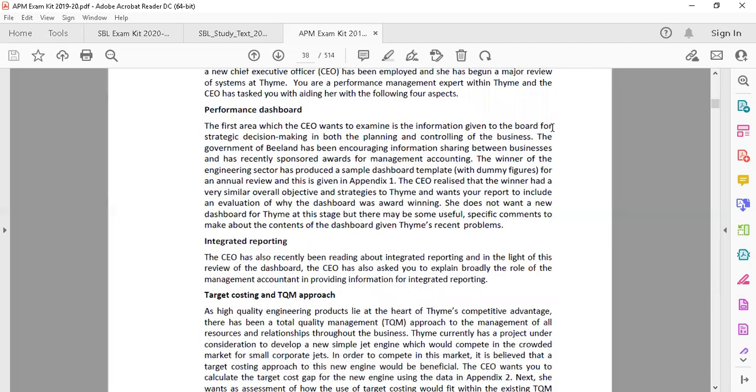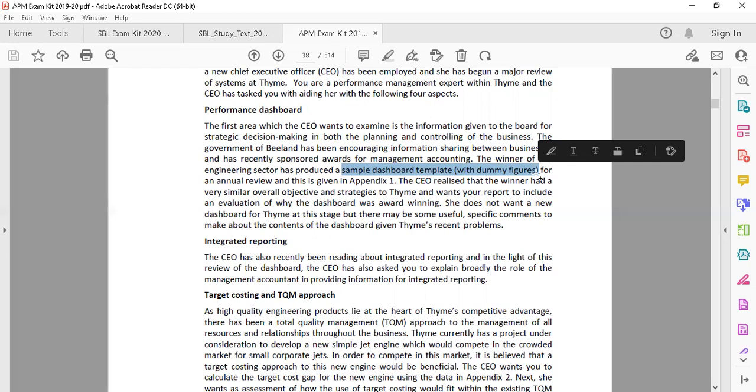The first area is to examine the information given to the board for strategic decision making in both planning and control. The government of D-Land has been encouraging information sharing between businesses and recently sponsored an award for management accounting. The winner of the engineering sector has produced a sample dashboard template. These are dummy figures. Now the CEO wants you, as a performance management expert, to review this. Will it be appropriate for Time? So we need to look into that. That's given in Appendix 1.